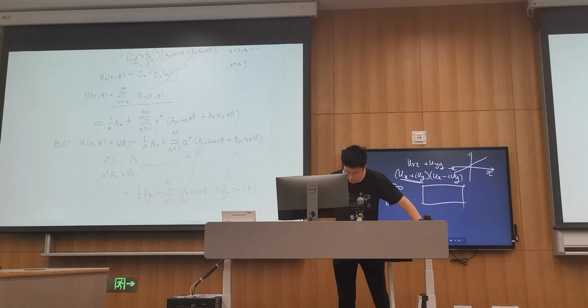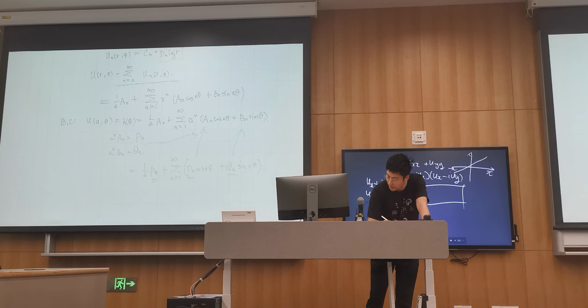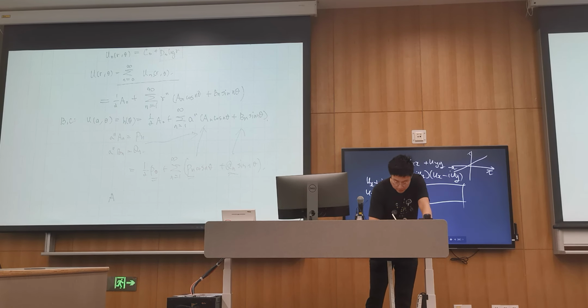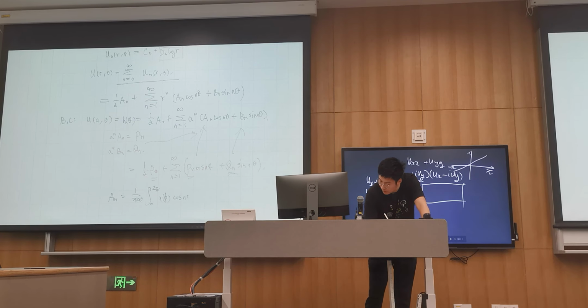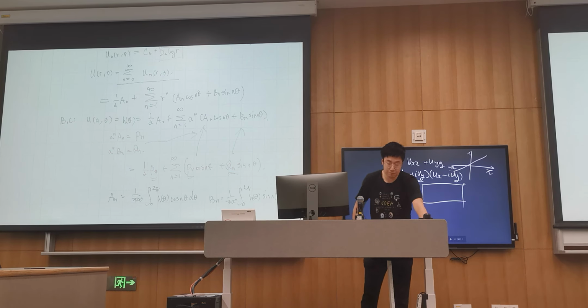And so finally, if we would like to write it down, we have an to be exactly 1 over pi a^n times the integral from 0 to 2 pi of h(theta) cosine n theta d theta, and bn equals 1 over pi a^n times the integral from 0 to 2 pi of h(theta) sine n theta d theta. This is my an and this is bn.